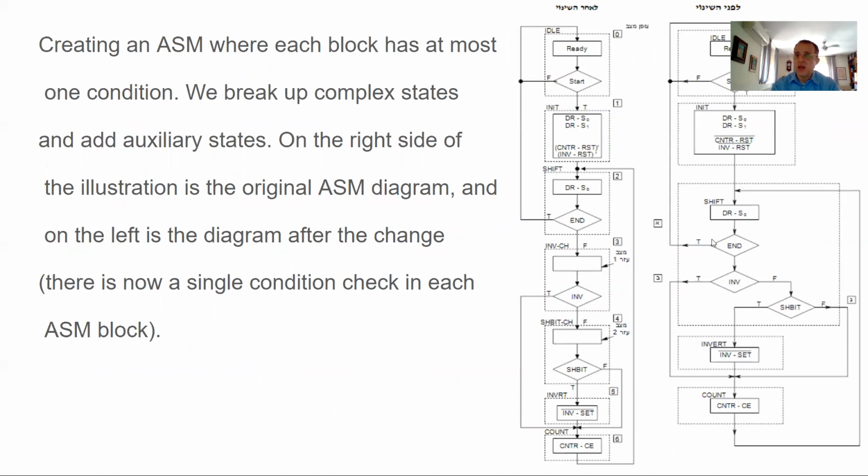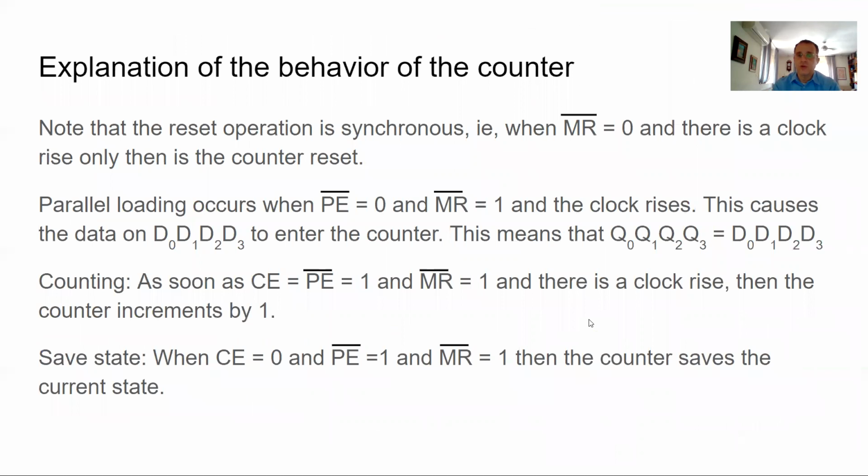This state has 1, 2, 3, 4 possible places it can go. That's no good. We couldn't possibly implement that with our ROM. We could implement it with logic gates, but we can't implement it with the system we came up with. So we're going to change it, and we're going to add more states. And each state will be a binary state, which we need to have to do our ROM.